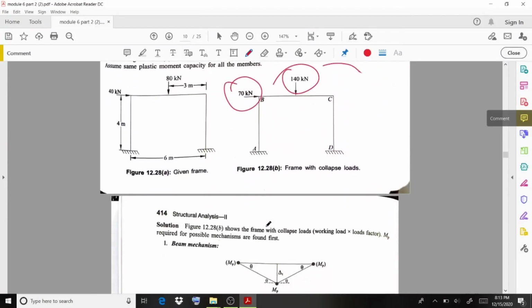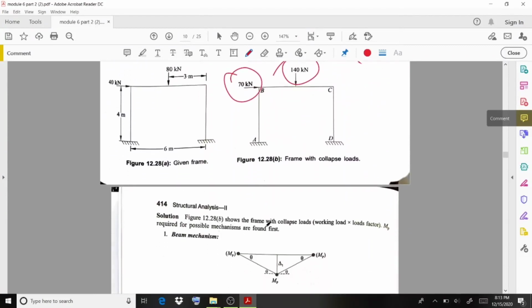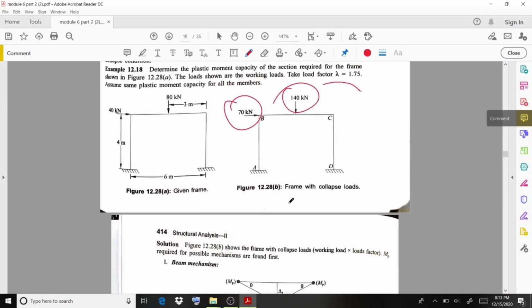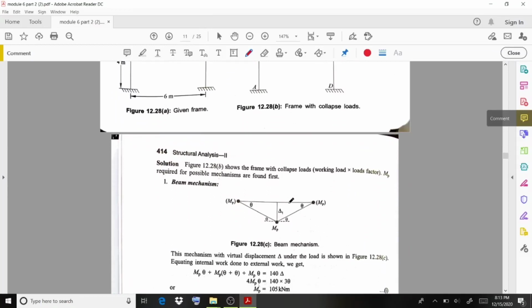Then first of all, you have to consider the beam mechanism. If you consider this BC portion, at both joints B and C there will be a plastic hinge, and under the load, this load value is 140, there will be a plastic moment here. So the procedure is the same: external work done equals internal work done.